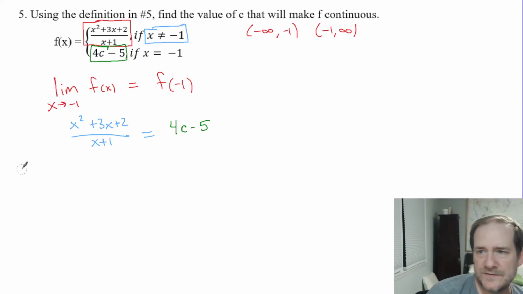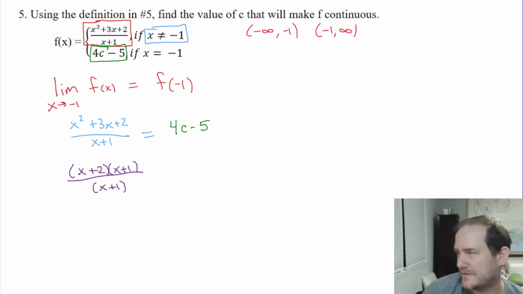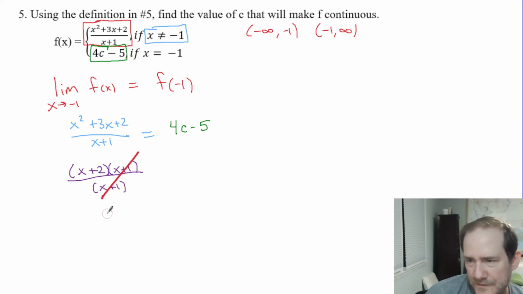This is sort of the easy version of what we do. We would take this thing and factor the numerator, and we get x plus 2 and x plus 1. So lo and behold, after just a little bit of factoring, we can get these factors of x plus 1 to cancel out for us. Because once they cancel out and the only thing we have left is the x plus 2, we can substitute into that pretty easily.